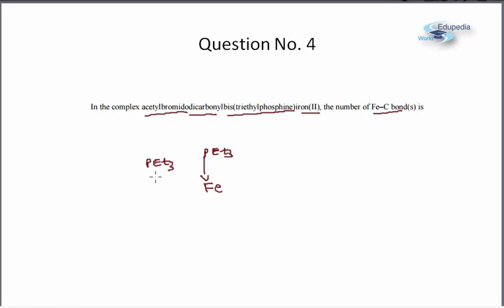The phosphorus will be forming the coordinate bonds. Dicarbonyl would mean CO and CO, so this carbon will be forming bonds with this. Bromido would mean Br minus, coordinate bond. Acetyl would be C double bond O CH3, and it will be carrying a negative charge.